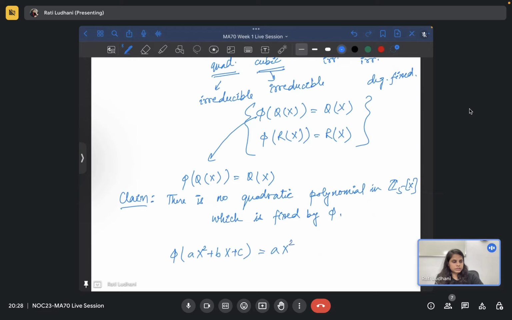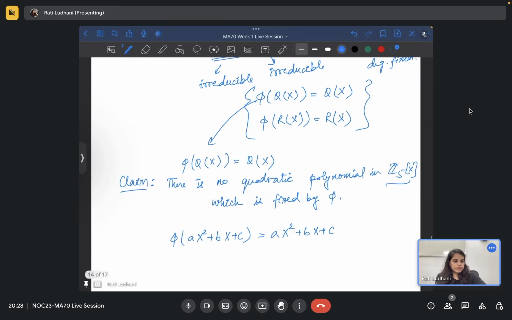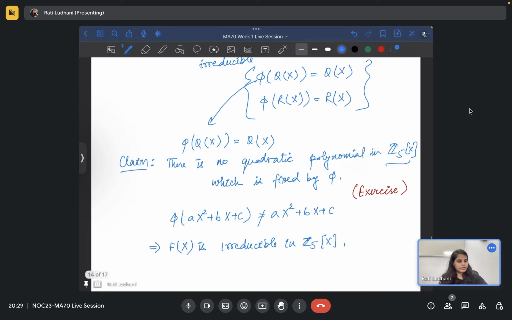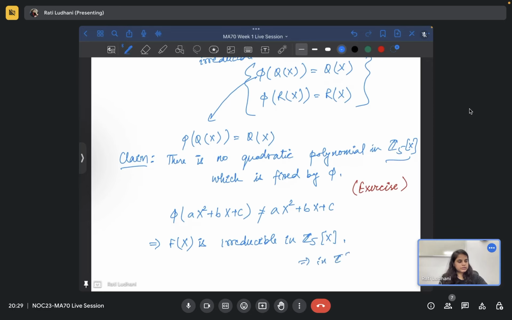You are in Z5, so you can go mod 5 and show that there cannot be something of this kind, okay? I can keep it as an exercise. This will contradict the assumption that f(x) is reducible, so f(x) is irreducible in Z5[x]. Is that clear? And this will apply in Z[x]. Is that clear?